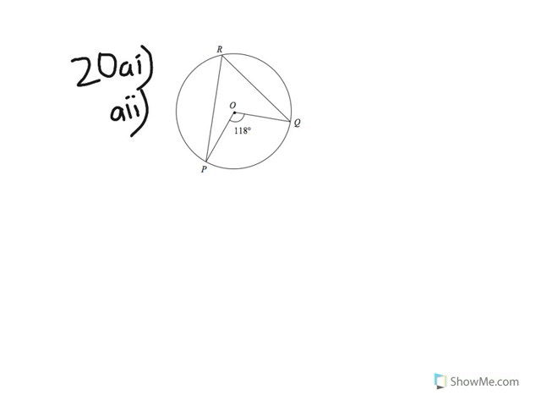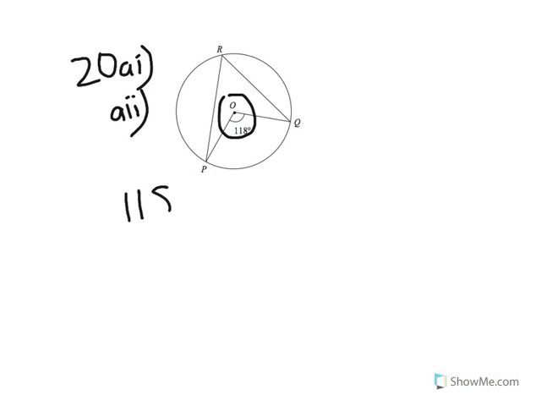They've given you the angle O, and they're asking you to find the angle R. First of all, the angle R is basically half of the angle O.